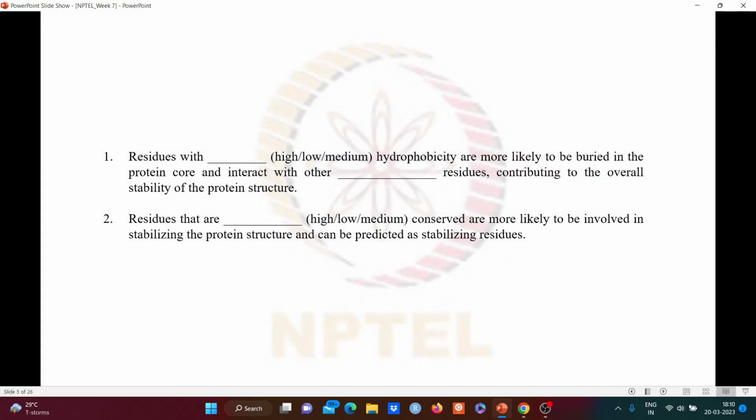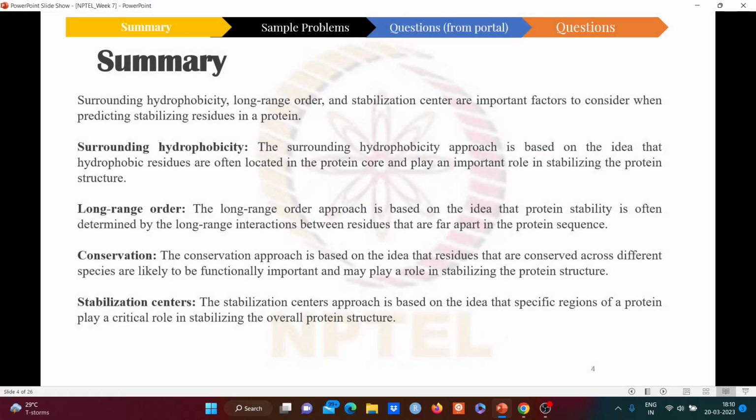In summary, predicting the stabilizing residues in protein involves analyzing the physical and chemical properties of amino acids and identifying the residues that are likely to play a role in stabilizing the protein structure. Approaches such as surrounding hydrophobicity, long range order, conservation score, and stabilization center can be used to identify the stabilizing residues in proteins. These approaches can help guide protein engineering and drug design efforts by identifying key residues that can be targeted for modification or optimization.